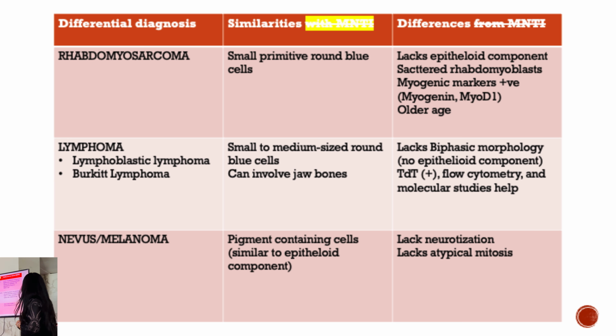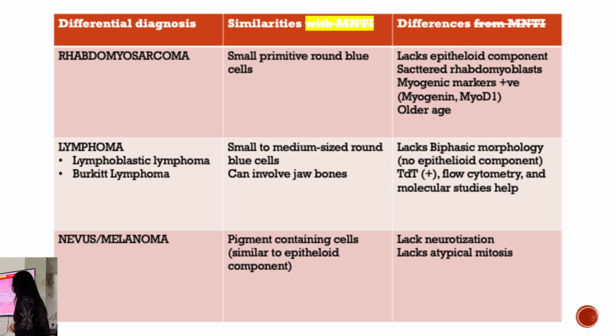and they are negative in our case. Lymphoma: whenever you think of small round blue cells clustered together, we think of lymphoma. Here, the two most common lymphomas that are differentials of our case are lymphoblastic lymphoma and Burkitt lymphoma, because of the round blue cells and because of the location, since lymphomas are also mostly on the jawbones. But it lacks the biphasic morphology, and on staining, TdT would be positive in lymphoma, but it would be clearly negative in our case.